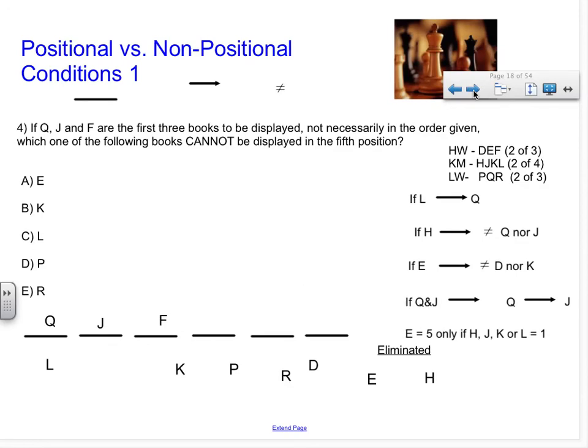Please take a moment to read through question 4. Press pause, and when you are ready to continue, press play.